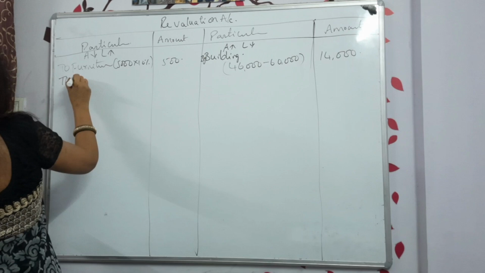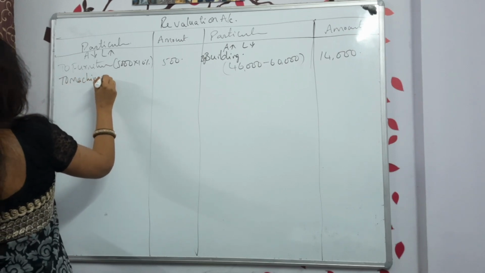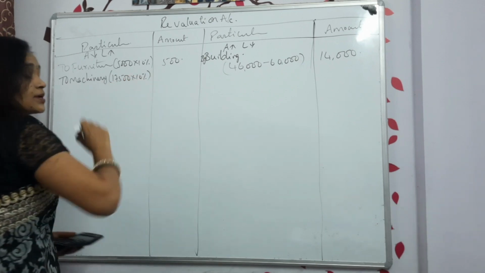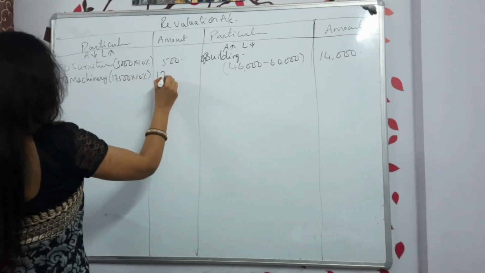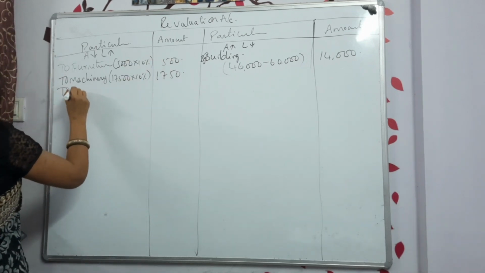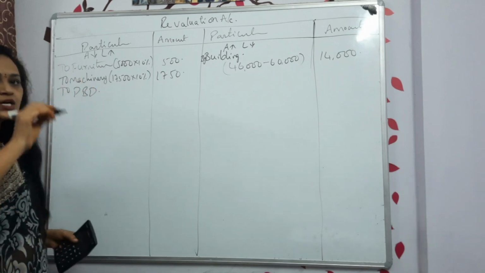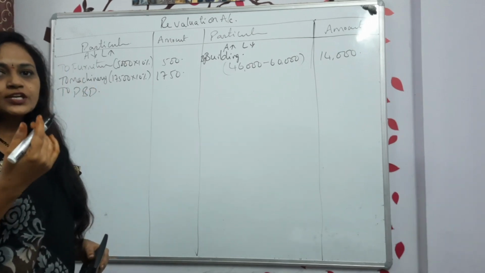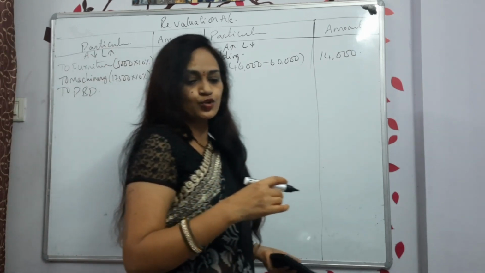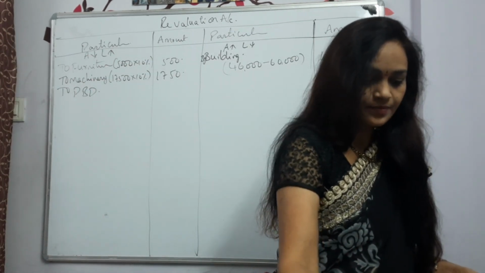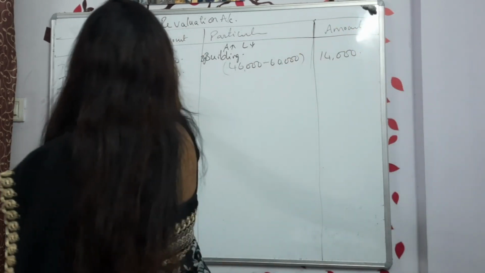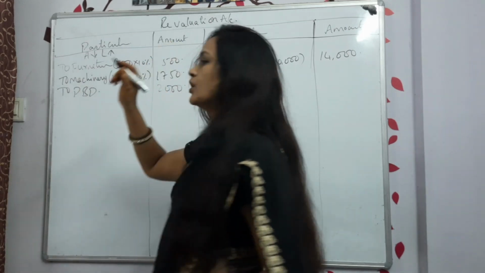Next, machinery also we have to depreciate. How much is machinery? 17,500. That is also depreciated by 10%. We got 1,750. Next, provision for bad debts. It was 1,000 in the balance sheet. They mentioned it should be 2,000. So it is increased by 1,000, and we are showing the 2,000.